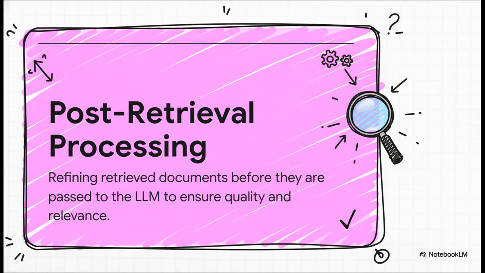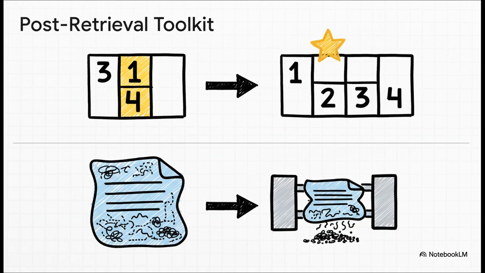Okay, so you've got your initial search results. The job's not done. Post-retrieval is your quality control step. It's a filter, a sorter, and a compressor all in one, making sure the LLM only gets the absolute best, most relevant context to work with. No junk allowed.